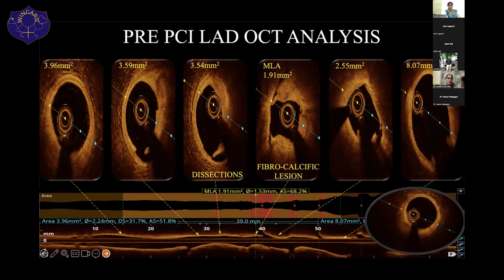This was a pre-PCI OCT analysis. You can see the distal LAD looked okay. From the mid LAD onwards, there was a fibrofatty plaque. At the critical lesion at the diagonal takeoff, the MLA was close to 1.91. There were some dissections caused by the pre-dilatation of the LAD, and a little bit of fibrocalcific lesion. The calcium was not significant, because angiographically it was not visible at all.